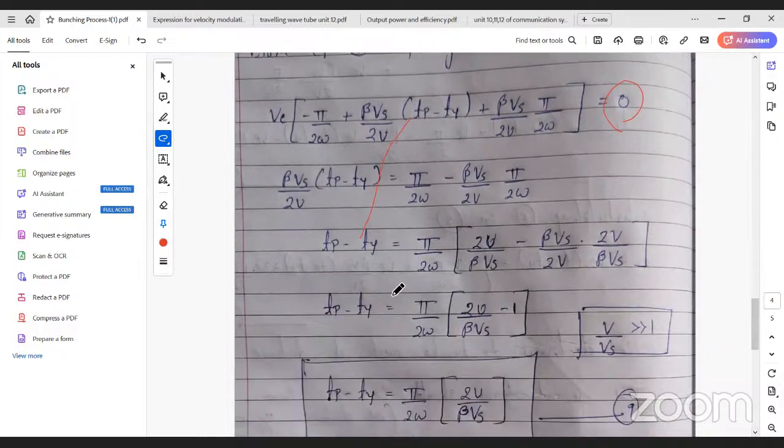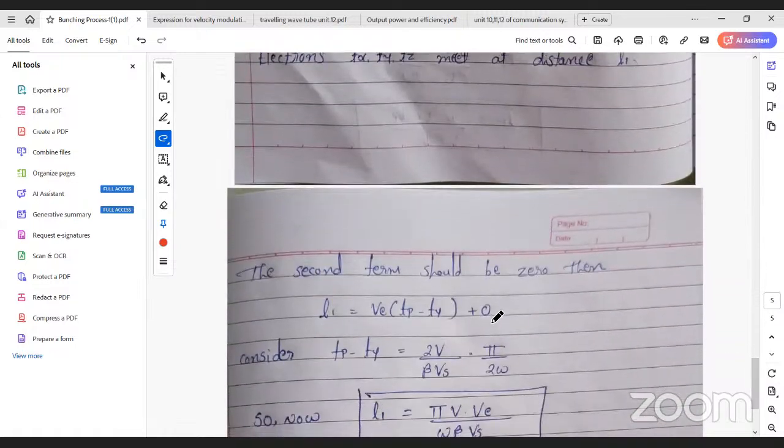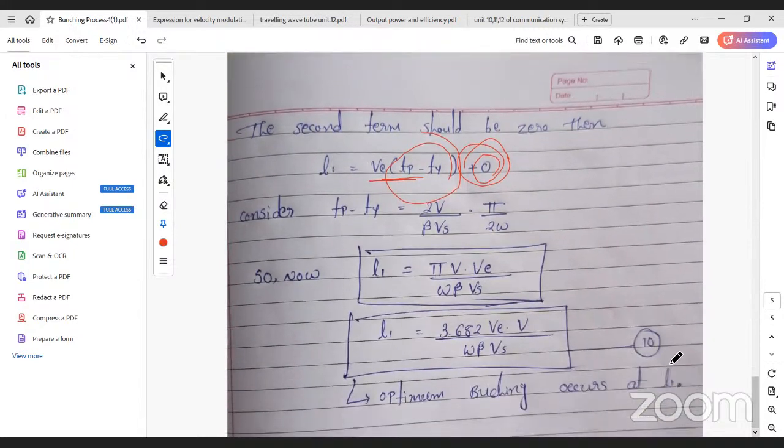Just cross check, I got this equation. Which equation? TP minus TY. What value did I get? Pi by 2W times (2V minus beta Vs minus 1). This I am substituting in the next. Actually, I said the second term is equal to 0. Is it? Yes, ma'am. The second term is equal to 0. In the first term, I am substituting this TP minus TY value. After substituting, this is the value of length L1 for minimum that I calculated. This is the equation for which one, minimum or maximum? Minimum.